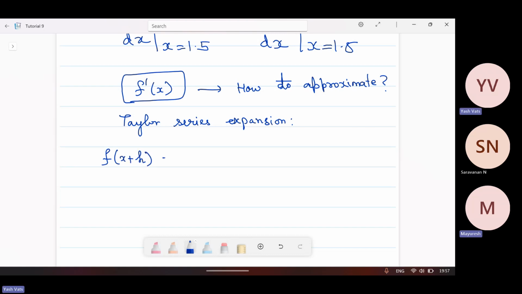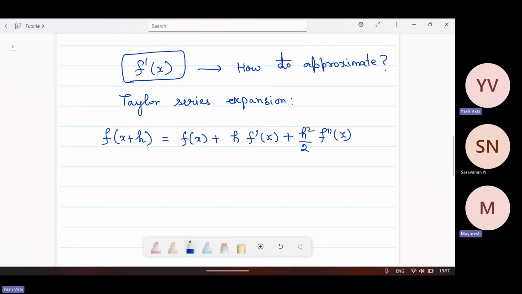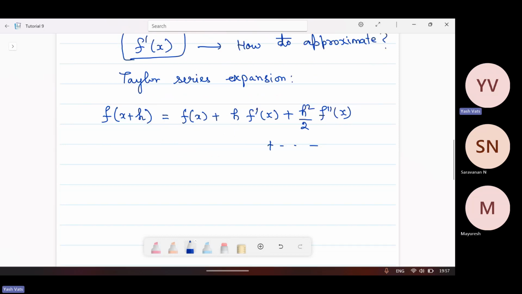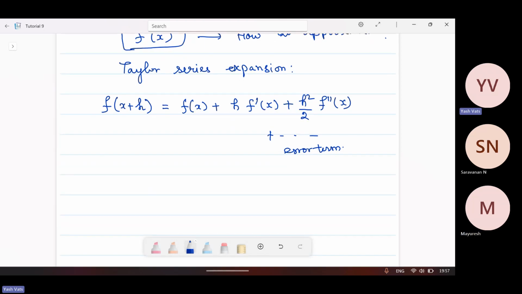So f(x + h) equals f(x) plus h into f prime x plus h squared by 2 f double prime x, correct, and this goes on, right? Until that you have to specify the rest of the terms as an error term, maybe. If I want to stop here, without making it more complicated, if h is very small, then we can neglect those terms, right?